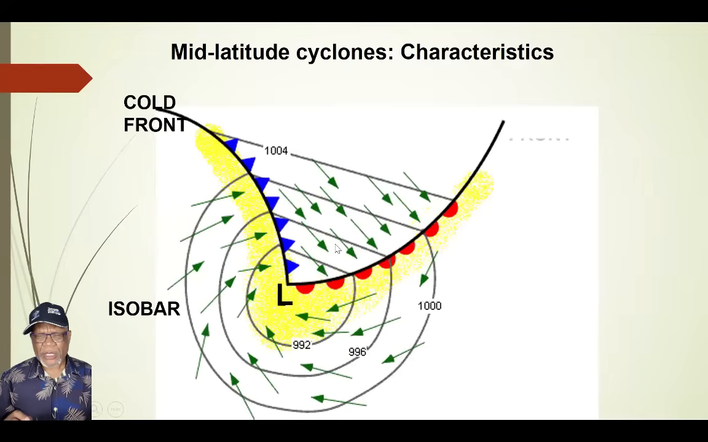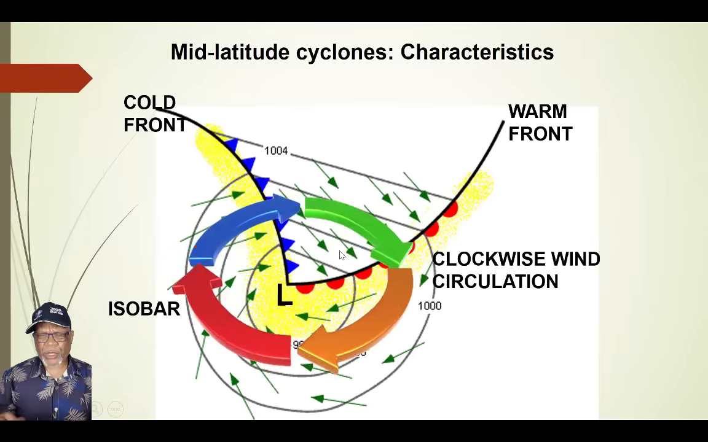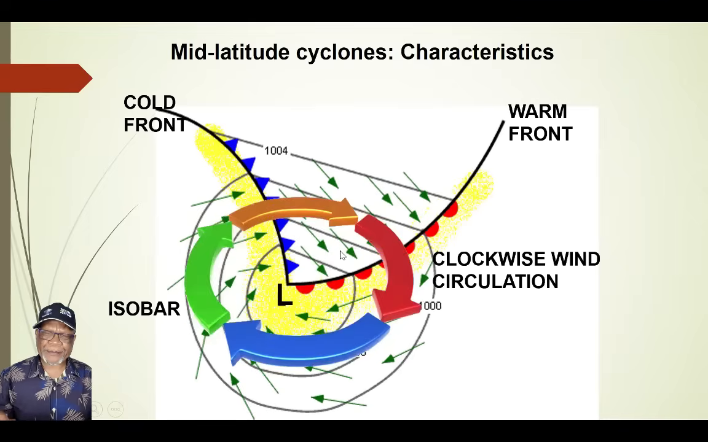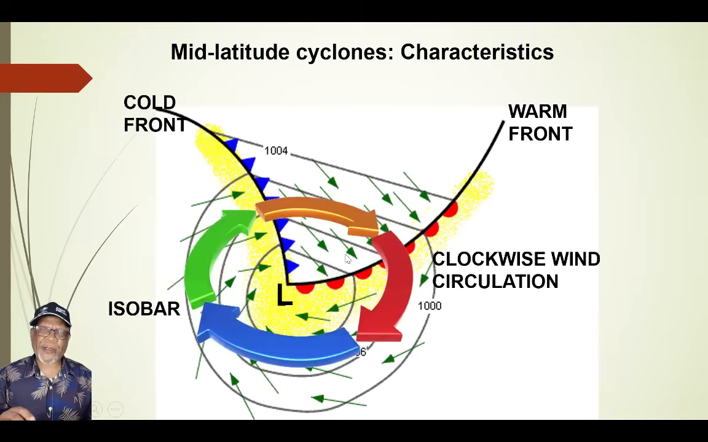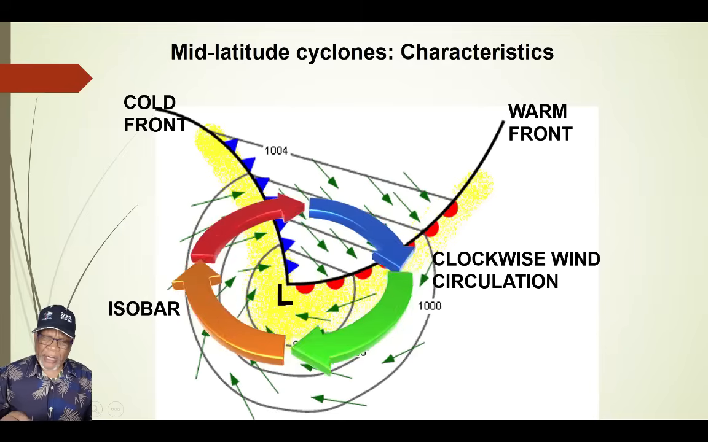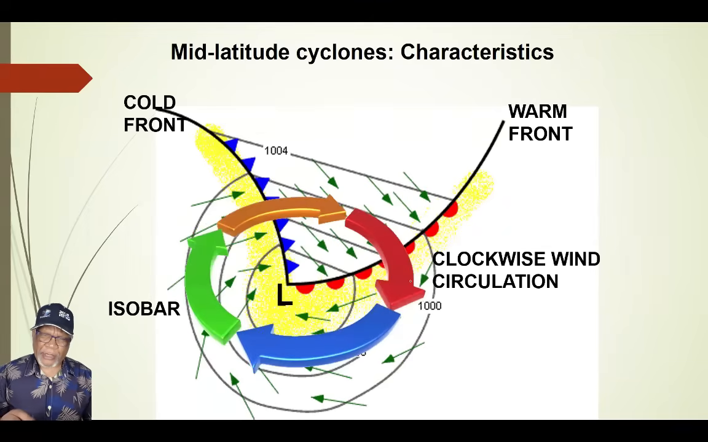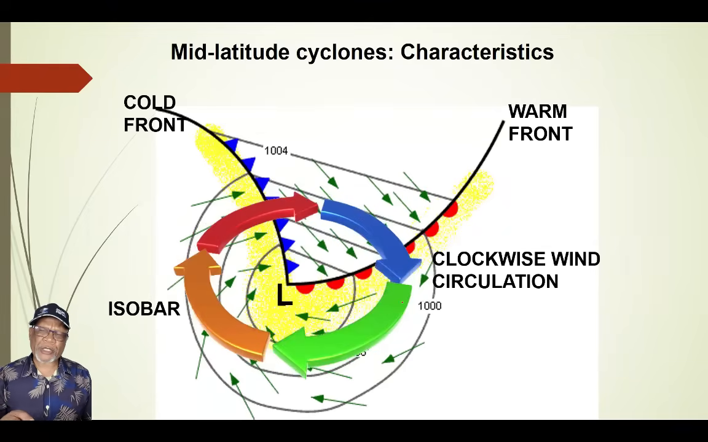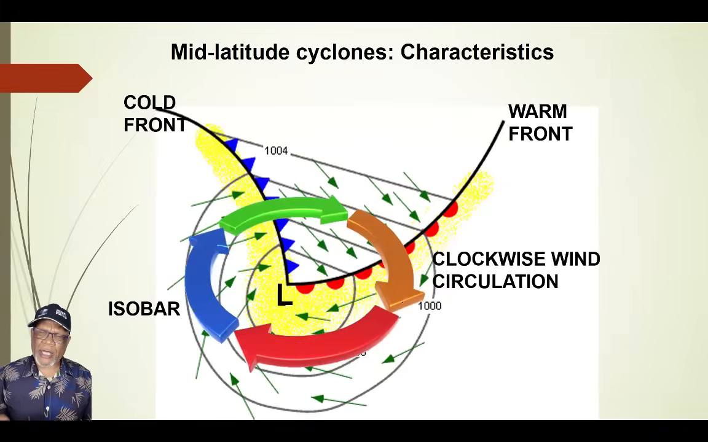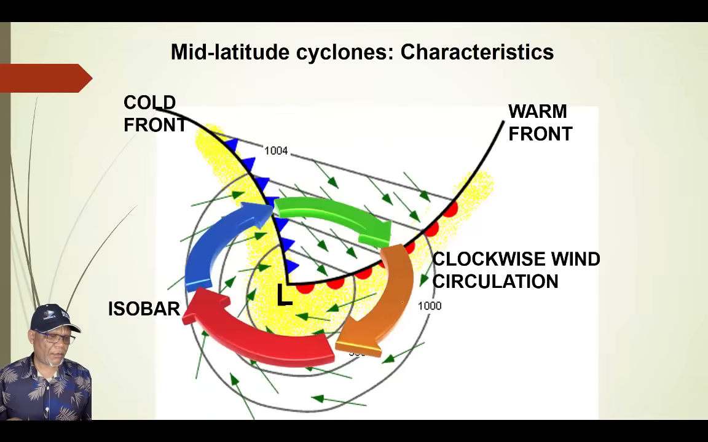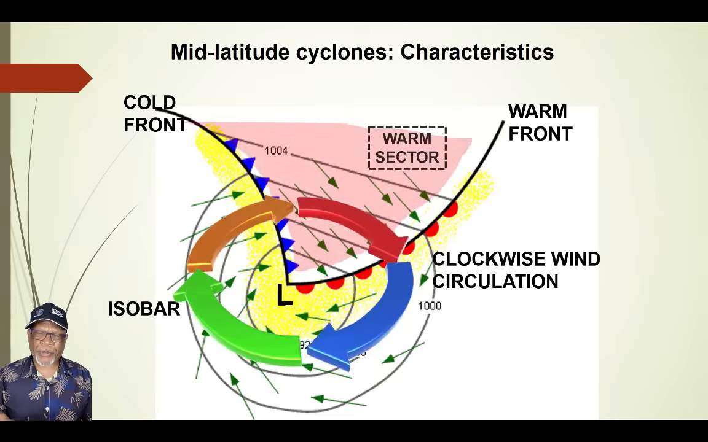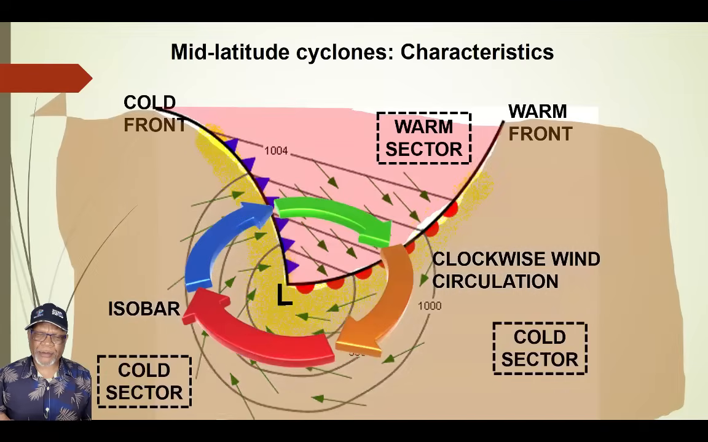So with this diagram, I simply want to indicate to you the circulation of air, the clockwise circulation of air. Air coming from this direction, flowing like that. It is merely to indicate the air circulation around the low pressure cell or around the cyclone.